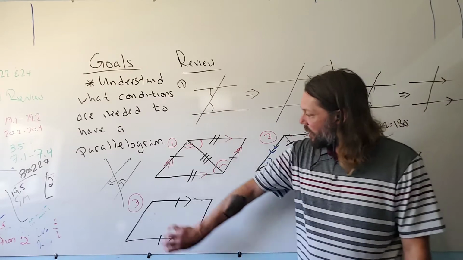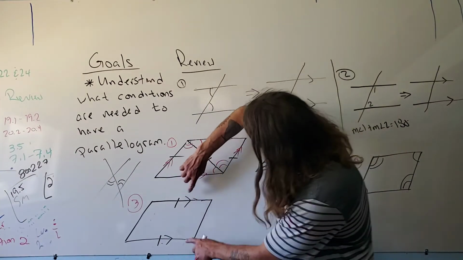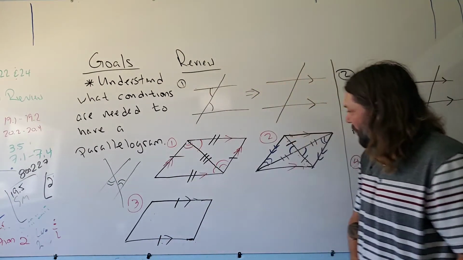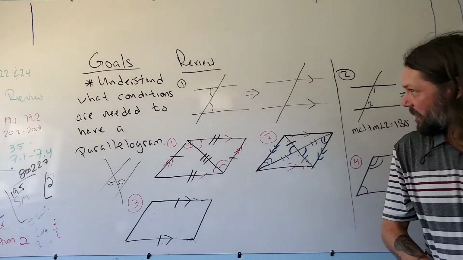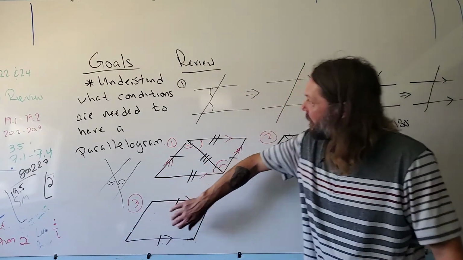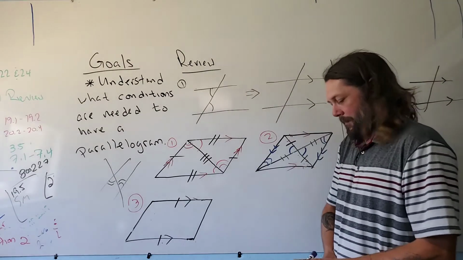Our third condition is I'm going to have a set of opposite sides that are parallel and congruent. And when I have this condition, I must also have a parallelogram. So I only have to argue that these sides are parallel, and I'm going to get to that by using congruent alternate interior angles again.